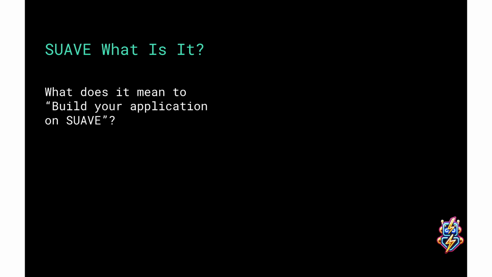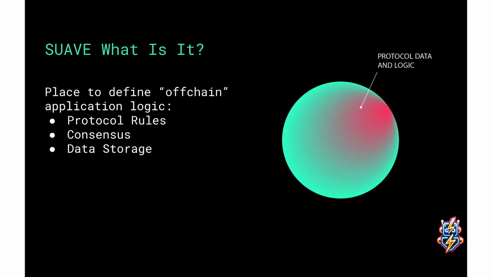So what does it mean to build your application on SUAVE? At the highest level, it's a place to define your off-chain application logic. This can include things from protocol rules to data storage. Say you're running an order flow auction, then you need to first have the ability to store encrypted intents, and second, you need to define the logic for how you are actually auctioning off intents.